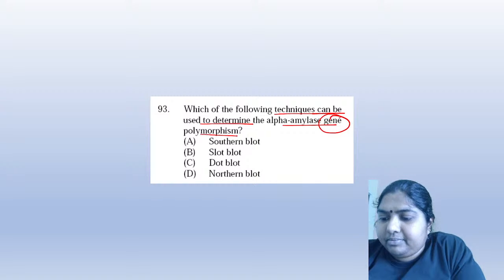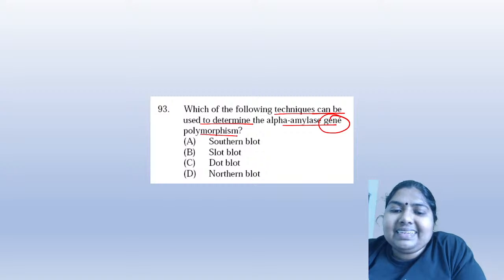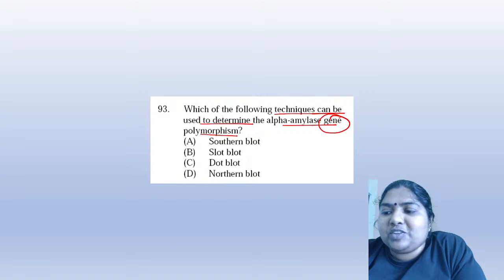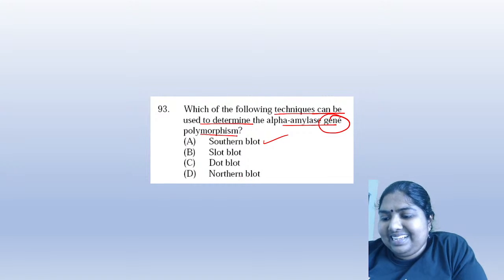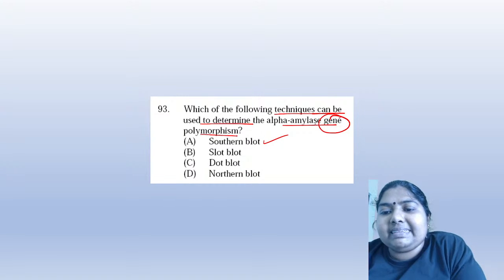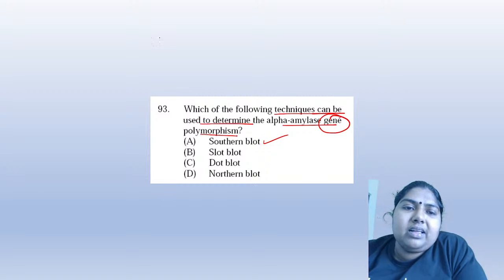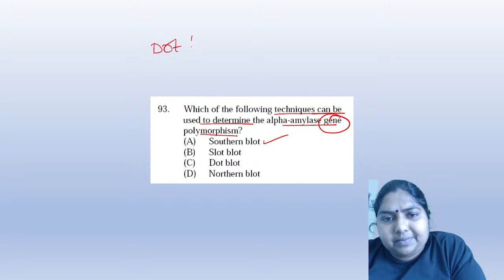See, gene. Gene means which blot you will use for a gene? None other than your Southern blot. Yes, absolutely. Gene means DNA. DNA means Southern. What is this dot blot?